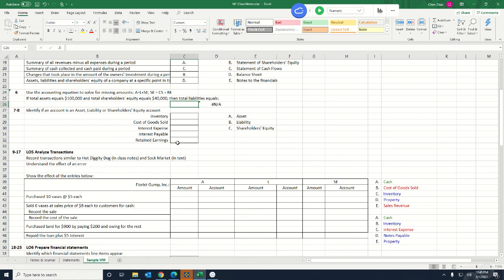So in this question, it says total asset equals to $100,000, and then shareholders' equity 40,000. And then what is the liability? So liability is then total assets minus shareholders' equity, which is $60,000. Okay.